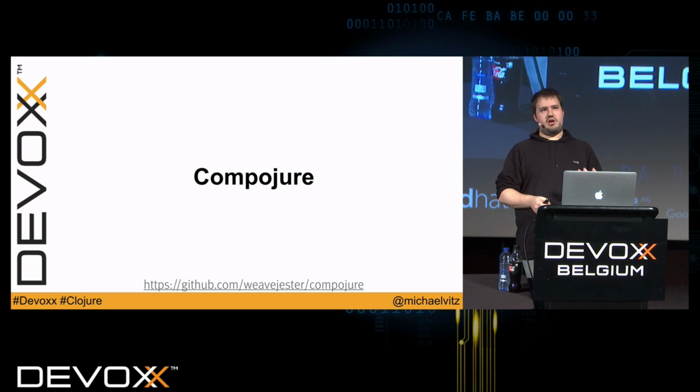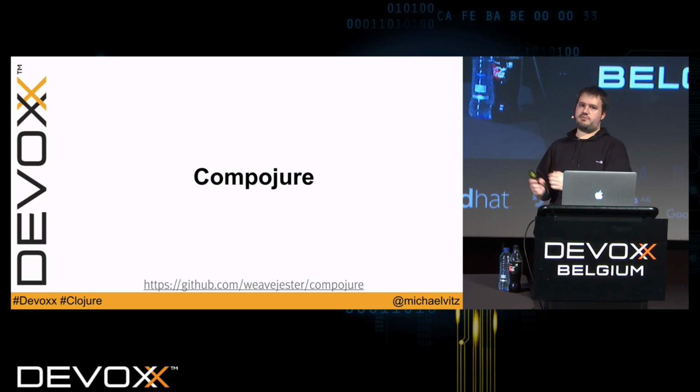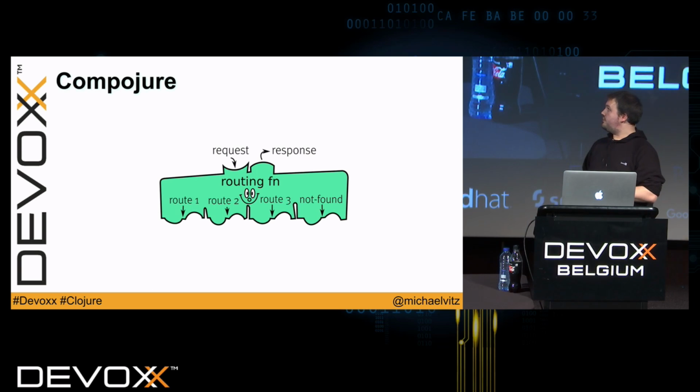And here you have multiple choices, because every one of these adheres to the Ring specification. And I've picked Compojure because Compojure is nice to be shown. But I will tell you the alternatives afterwards. So what does Compojure basically do?